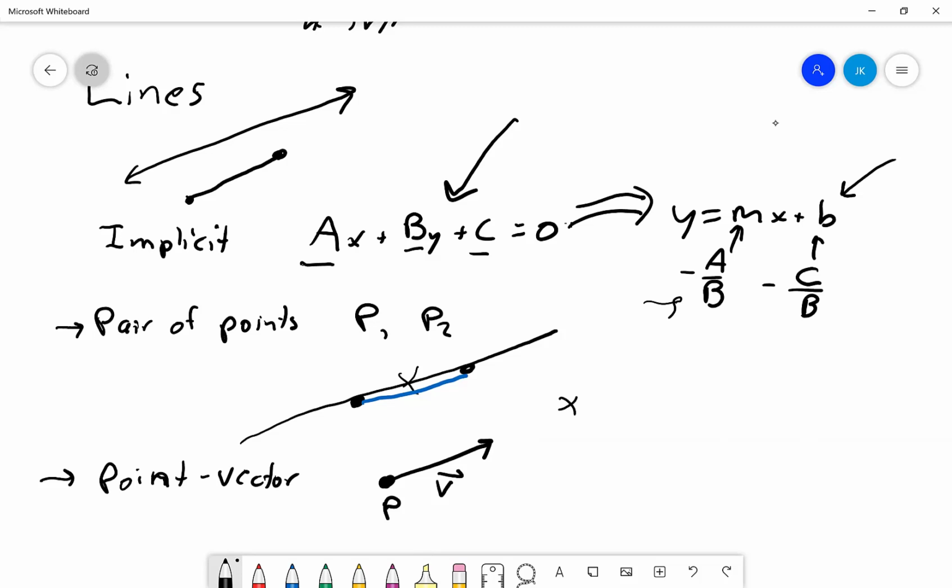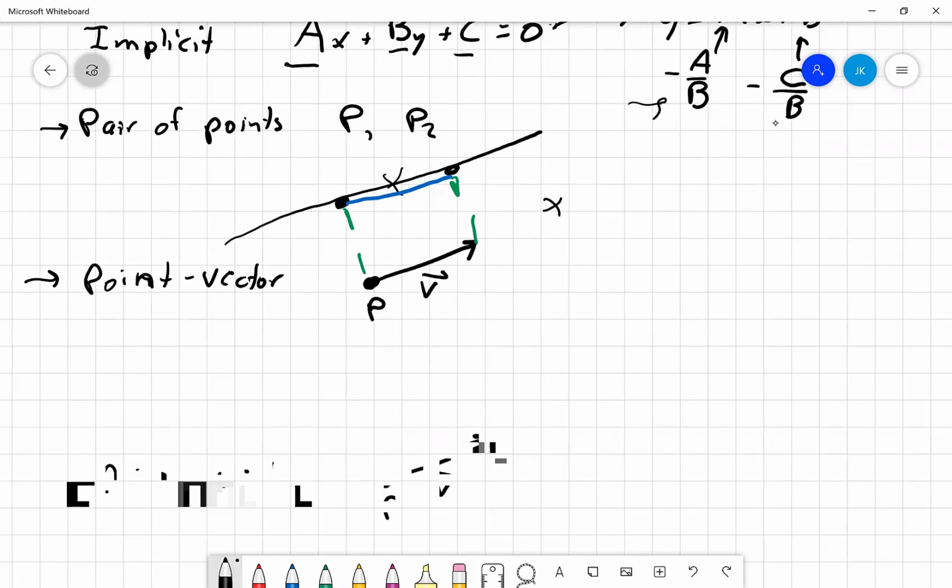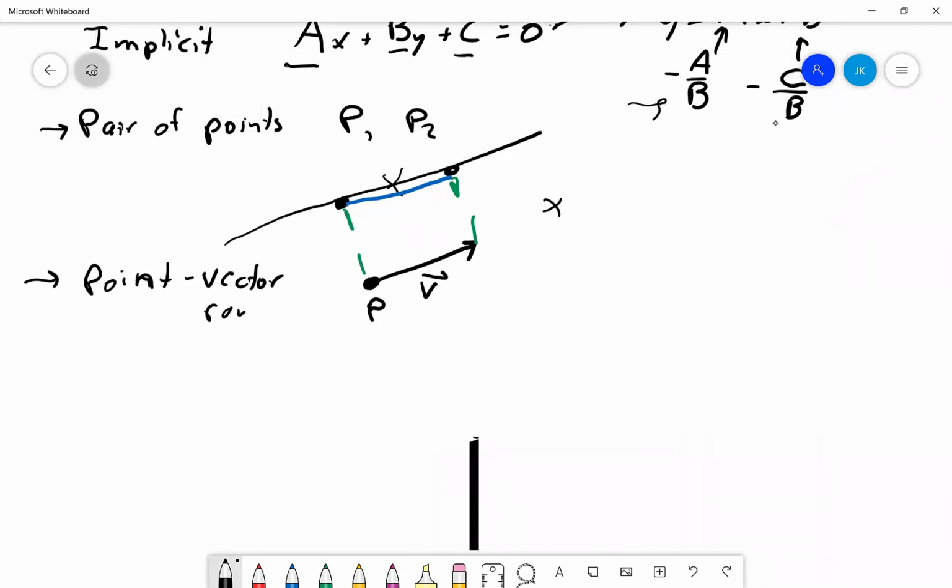The other thing about these two representations is they can give a bound. They can actually represent a line segment. It's kind of obvious in the pair of points representation. In the point vector representation, you'll often assume that V has a length equal to the length of the line segment, so V gives you the direction and the distance for that particular line. You'll sometimes see this called point ray because the vector has a starting point and a direction that's used along the way.